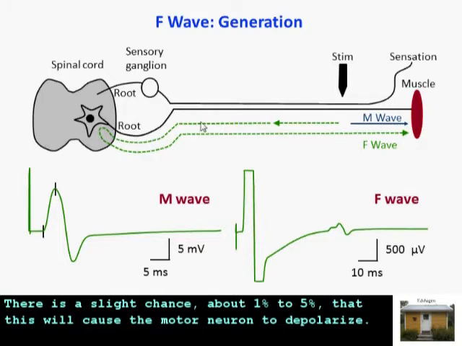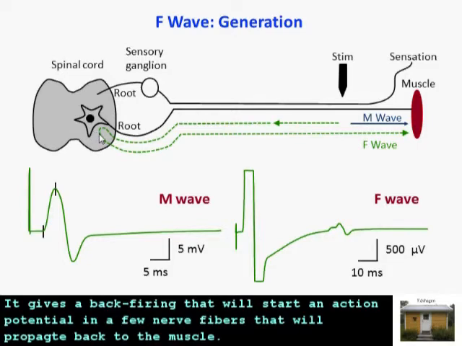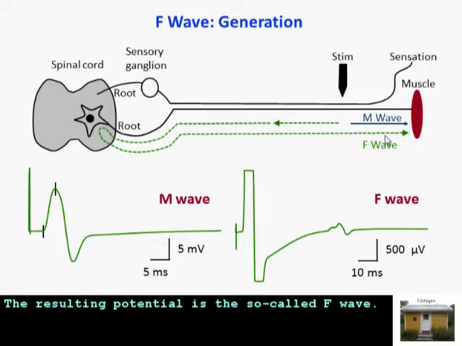There is a slight chance, about 1 to 5%, that this will cause the motor neuron to depolarize. It gives a backfiring that will start an action potential in a few nerve fibers that will propagate back to the muscle. The resulting potential is the so-called F wave.